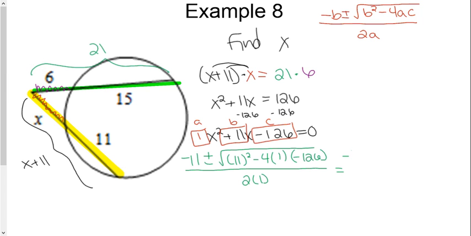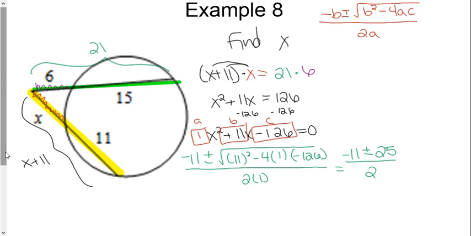So if I do this, I get negative 11 plus or minus... If you do this all in the calculator, so type in 11 squared minus 4 times 1 times negative 126, take the square root of it, you end up getting 25. So if you need to, pause the video, check, do this in the calculator, make sure you get the same answer. And we divide that by 2.